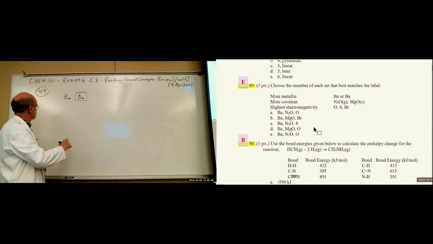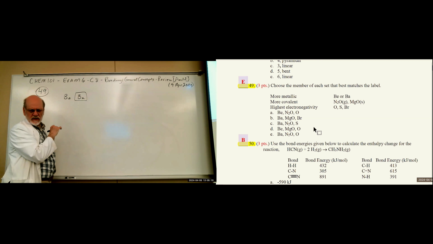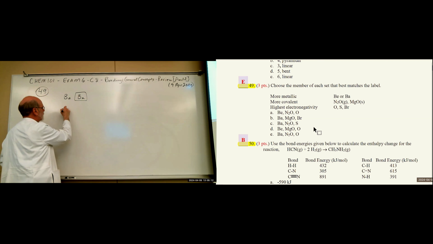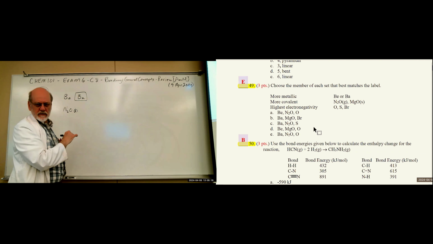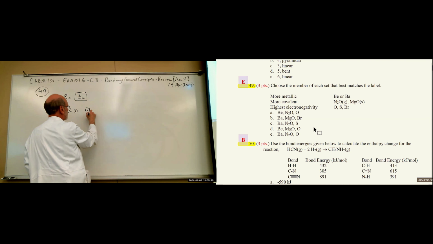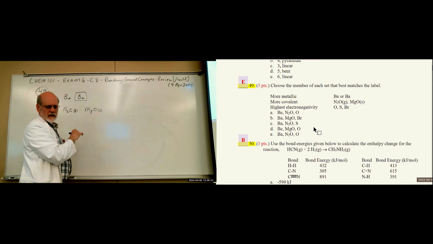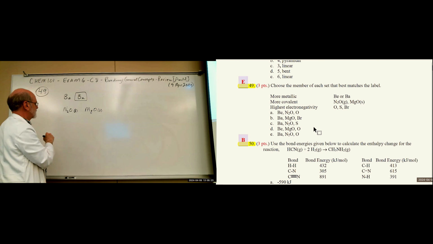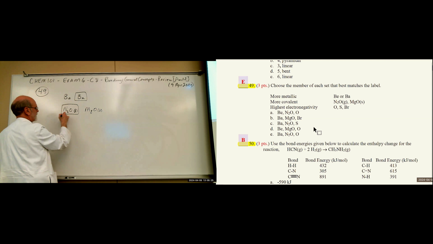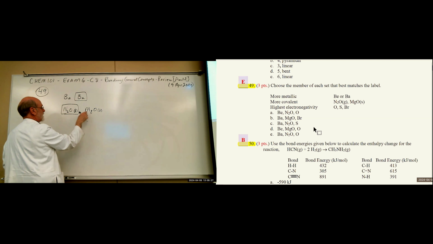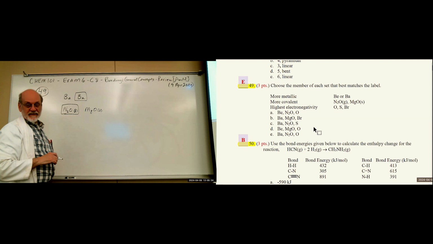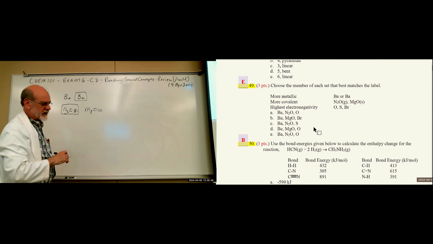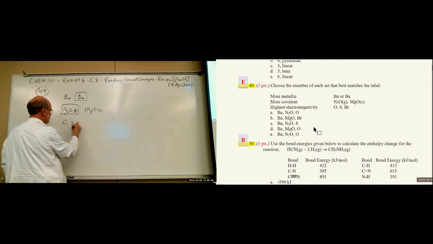More covalent. Okay, so the next one is N2O, laughing gas, and magnesium oxide, solid. And what's the difference here? More covalent. That's obvious, right? Because this is a metal, non-metal, and this is non-metal, non-metal. That means covalent. Okay. And then highest electronegativity out of O, S, and Br.